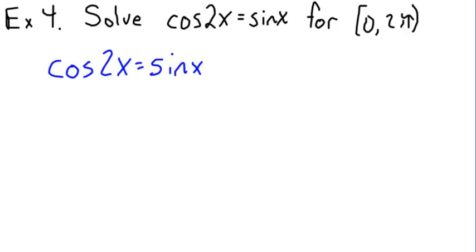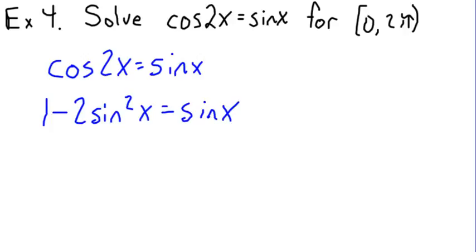First thing we need to do is use a double angle identity for the cosine of 2x. There are 3 different ones we could choose. In this case, we're going to use the third one. So we can rewrite the cosine of 2x as 1 minus 2 sine squared x equal to sine x.